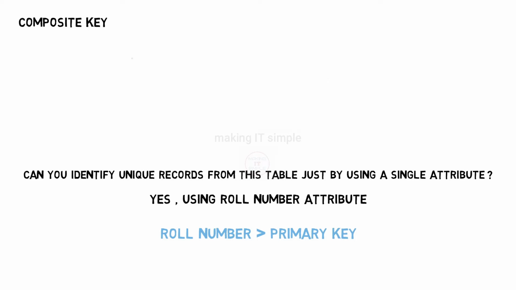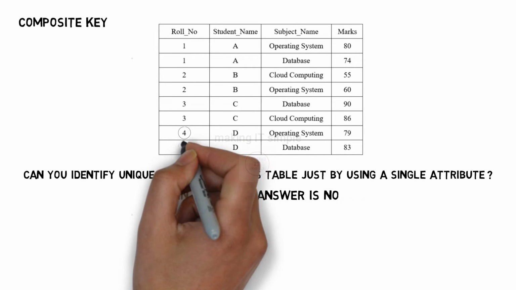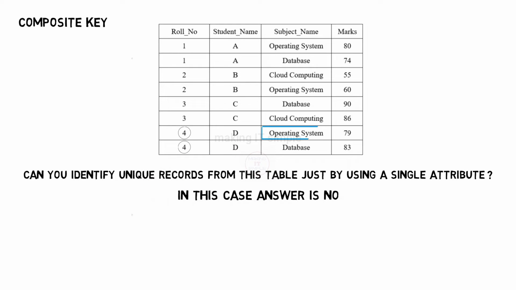This cannot be done in all tables. Like if I show you this table and ask the same question, identify unique records by using a single attribute. Here also we have roll number, but here roll number does not have unique records. This table is of student marks and there are separate records for each subject. For example, the student with roll number 4 has two records in this table. One for operating system subject and another one for database. So the roll number gets repeated and no other column in this table has unique records.